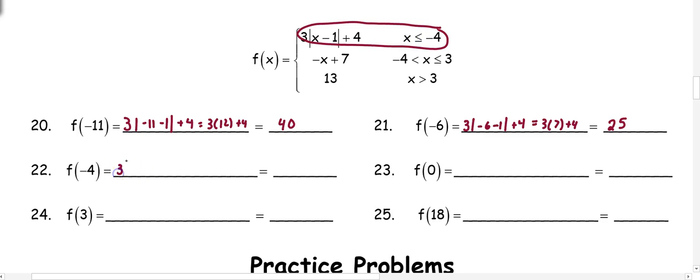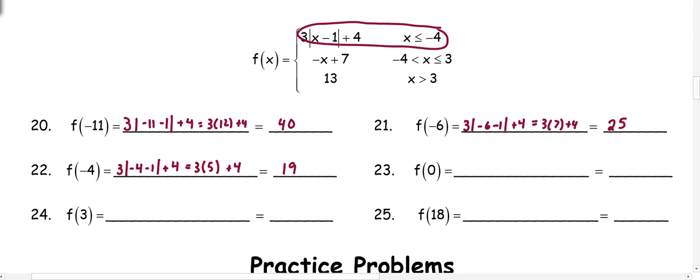So we would have 3 times the absolute value of negative 4 minus 1 plus 4. So negative 4 minus 1 is negative 5. The absolute value of that is positive 5. So we have 3 times 5, which is 15, plus 4 is 19.